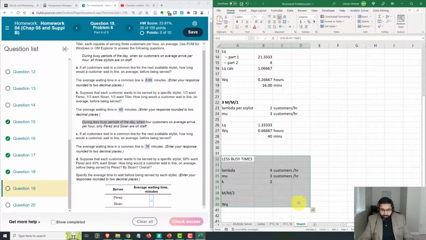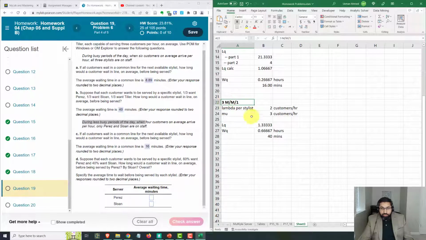So we're not using that. We're going to do this M/M/1 system, and let's do it for Perez first. For Perez, the lambda is going to be 60% of the overall lambda coming to the shop. So it's going to be 0.6 times, how many customers are coming? 4. So 2.4 customers are arriving for Perez. Perez's service rate is obviously 3 customers per hour, same as last time. And so how long do you wait for Perez? You wait 80 minutes.